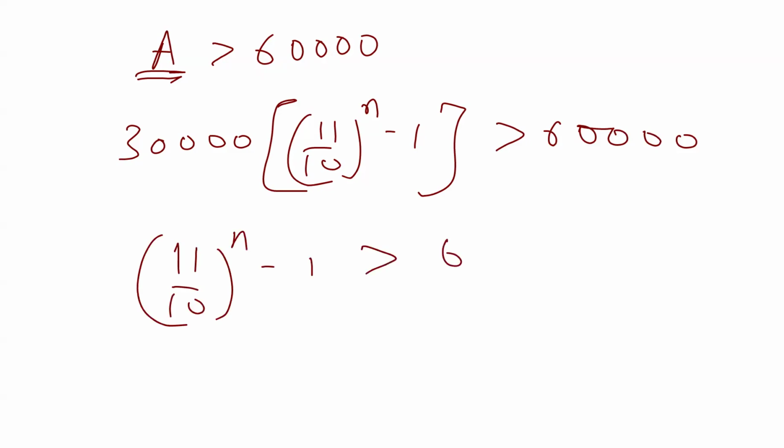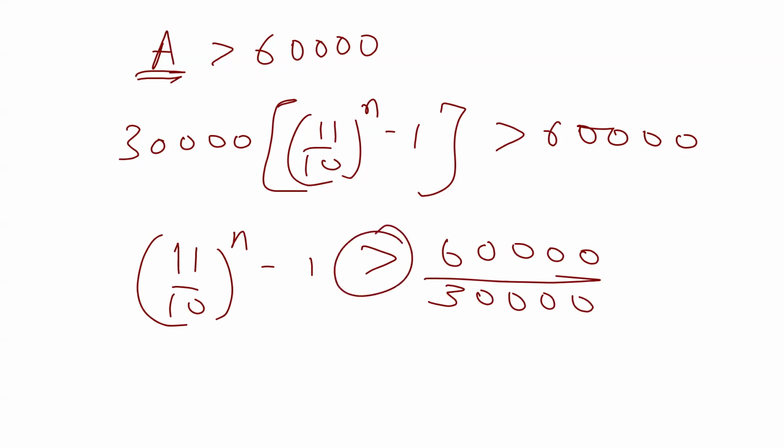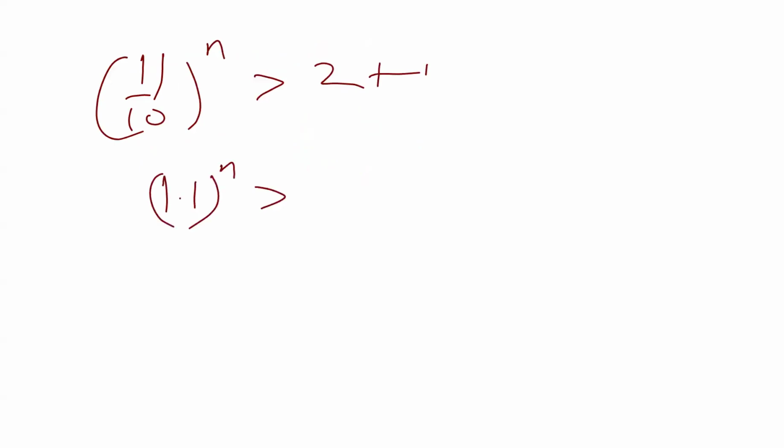Division with a positive number, no sign change, the inequality remains the same because we are dividing with a positive number. So the 1 is added on the right hand side. So 11 upon 10 raised to n is greater than 2 plus 1. So 1.1 raised to n is greater than 3. Now this is what we have got.